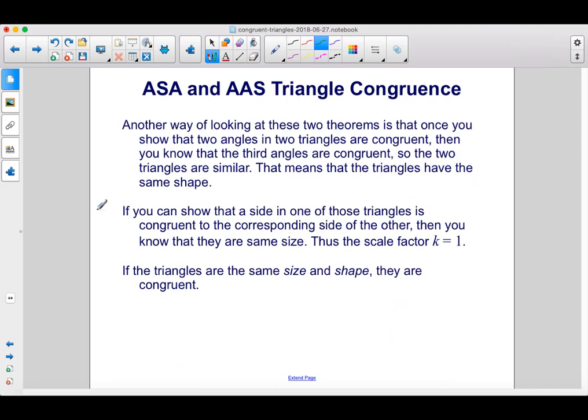ASA and AAS triangle congruence. Another way of looking at these two theorems is that once you show that two angles in two triangles are congruent, then you know that the third angles are congruent, so the two triangles are similar. That means that the triangles have the same shape. If you can show that a side in one of those triangles is congruent to the corresponding side of the other, then you know that they're the same size. Thus, the scale factor k equals 1. If the triangles are the same size and shape, they're congruent.